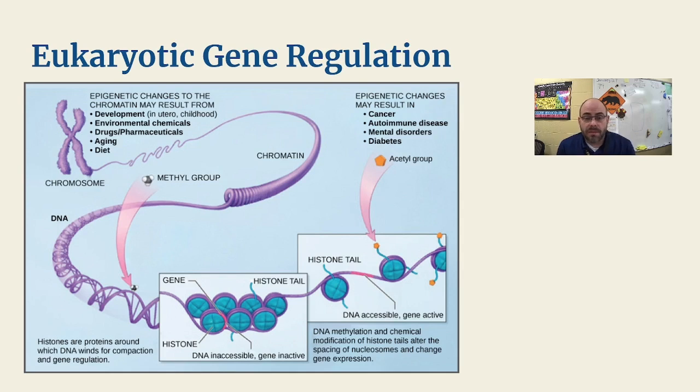Histones are positive, DNA is negative, and they're attracted to one another. And if the gene needs to be expressed, then that DNA kind of unwraps itself from the histone and is transcribed, translated, the whole thing. Well, there are certain things that can sit on the DNA or on the histone that are going to cause the expression, regulate the expression, or repress the expression of a gene.